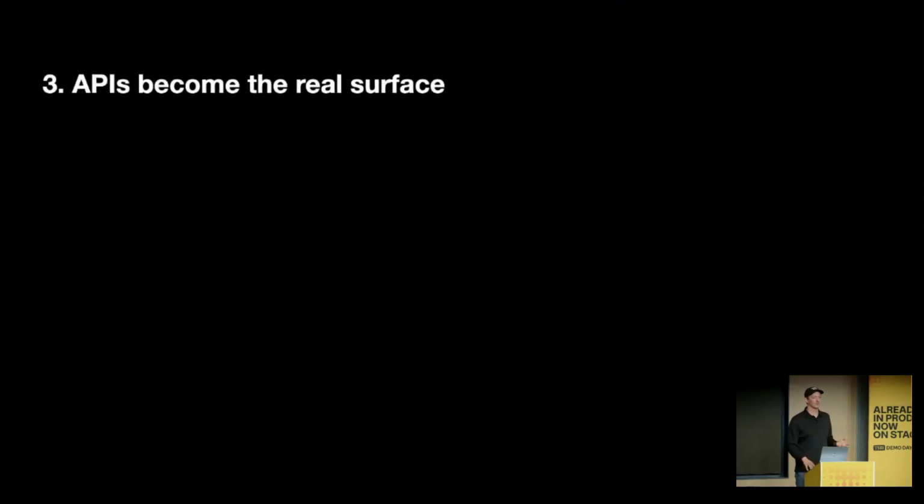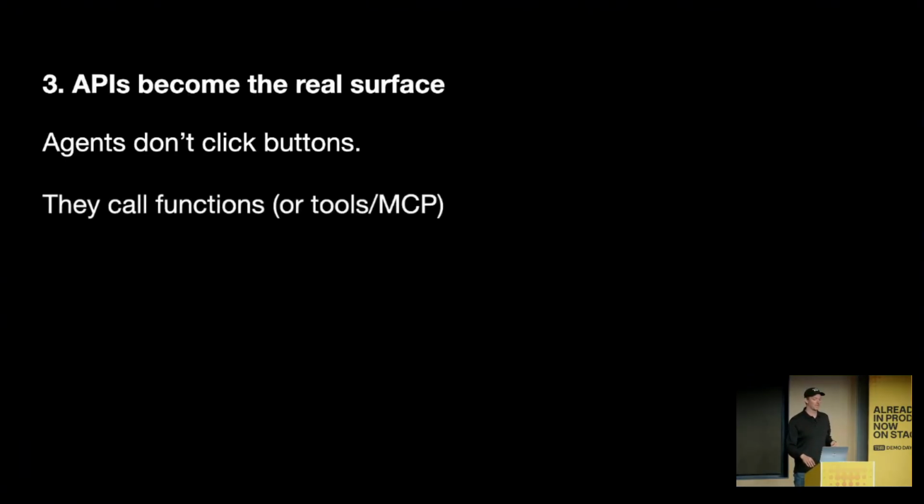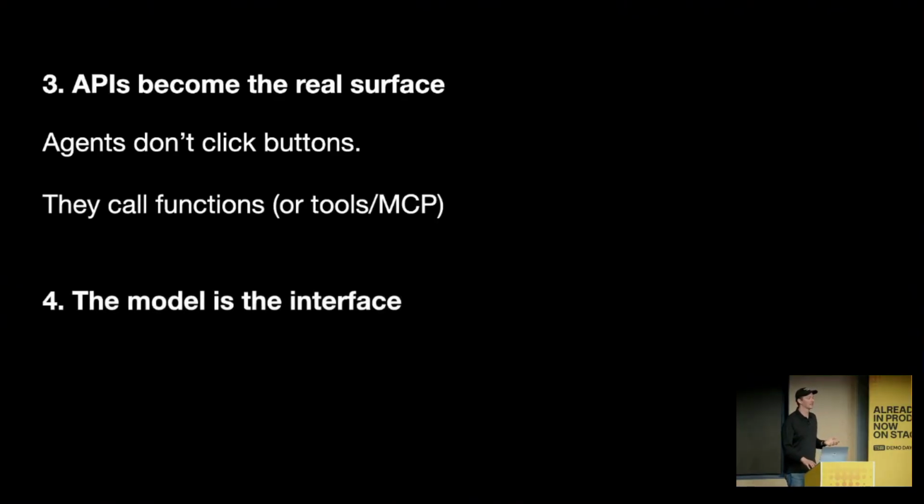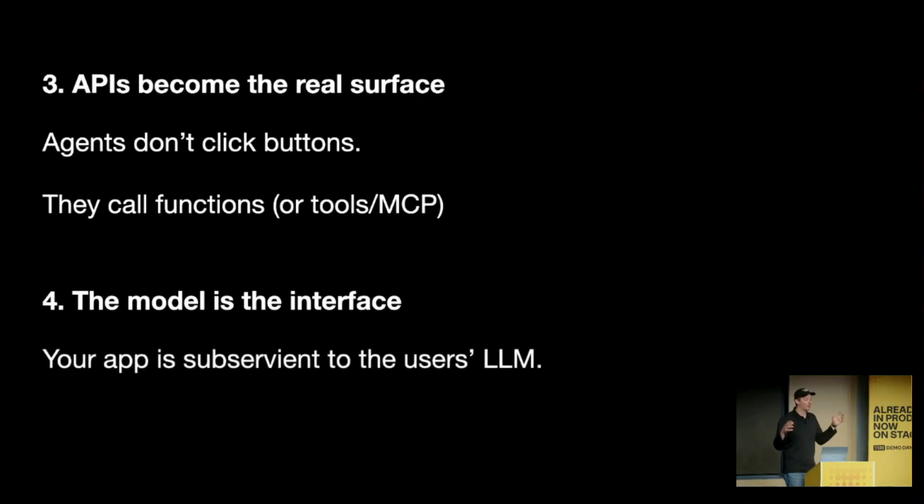APIs become the real surface that you're building on. The UI is no longer a product. It's really the API, how the machine is interfacing with you. Agents don't really click buttons. They prefer an API. They don't even really use SDKs. They just go directly to the API endpoint. They just say, give me the MCP server, give me the resource. They call these functions. And I think at the end of the day, the takeaway here is the model is the interface. Your app, whatever you're building, is subservient to the user's LLM. You have been reduced to an API, to a data layer.